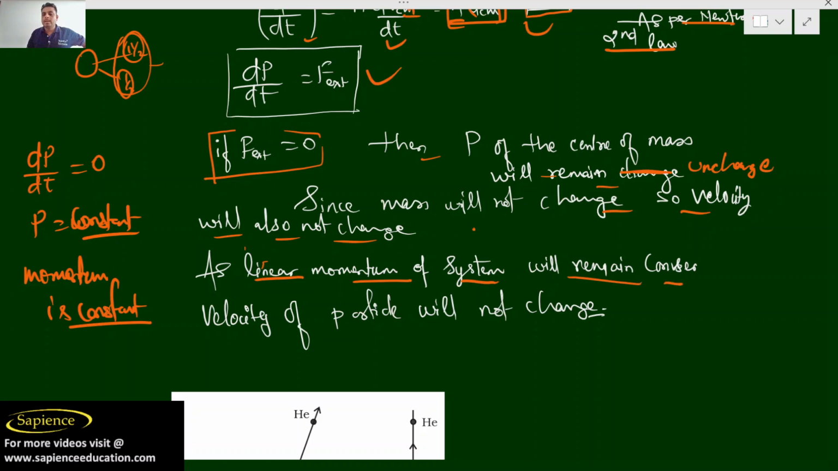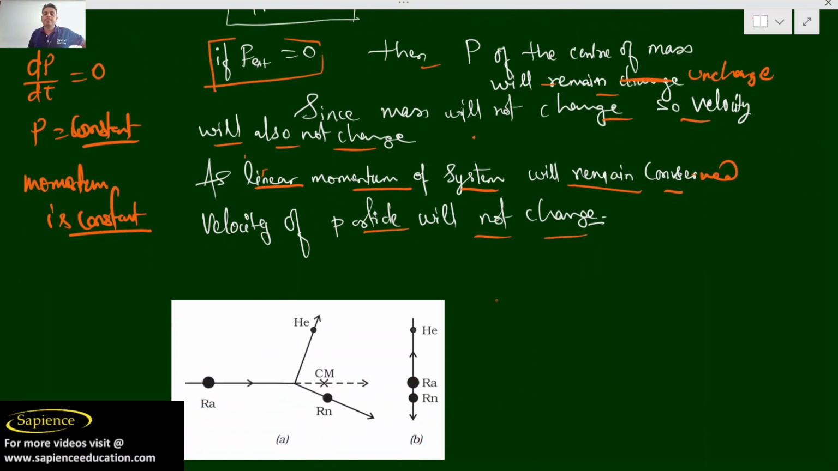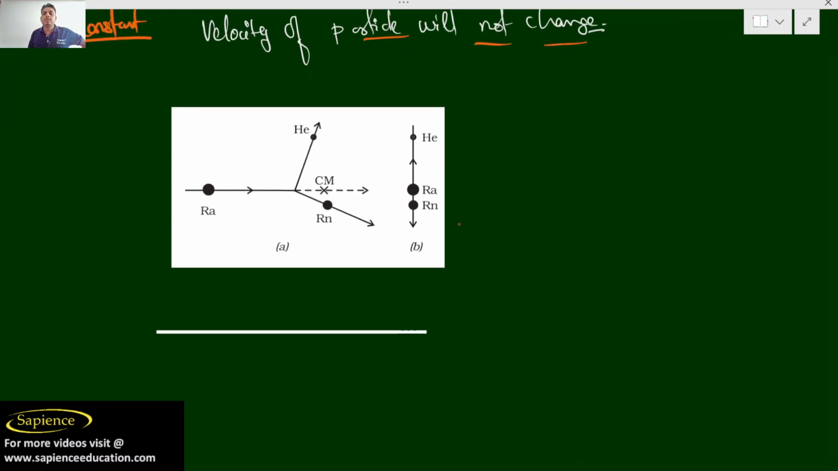Okay. So as the linear momentum of the system remains conserved, the velocity of the center of mass will not change. Okay. So see, from here you can understand the example.